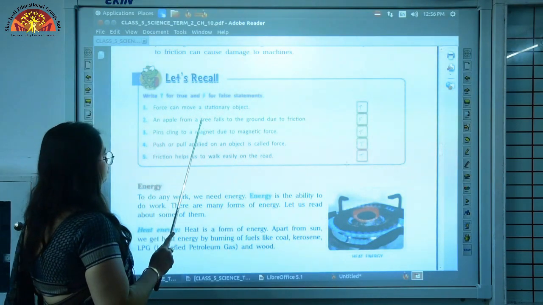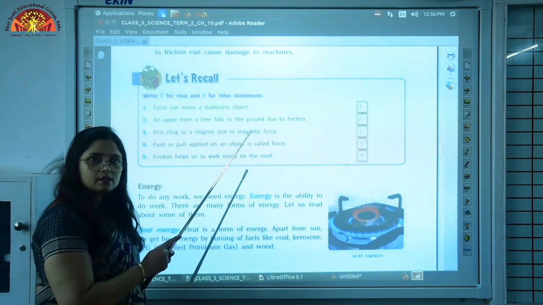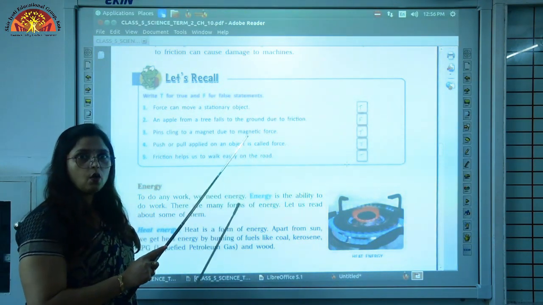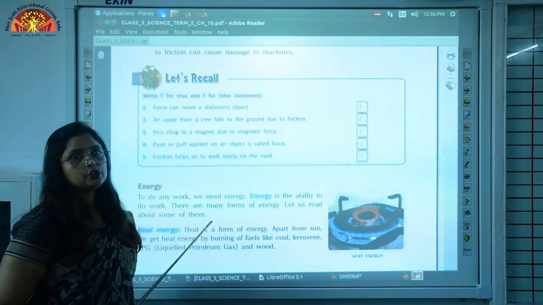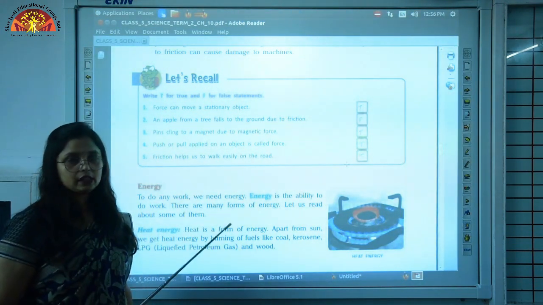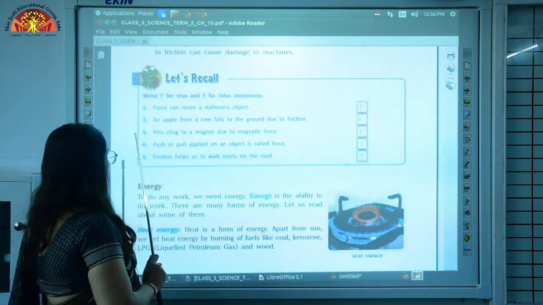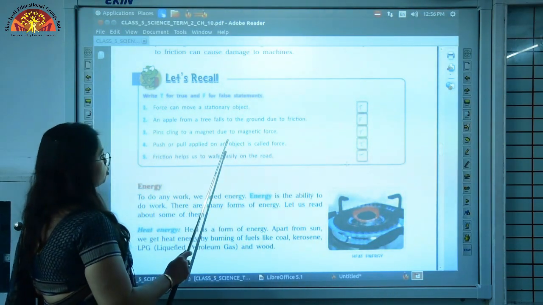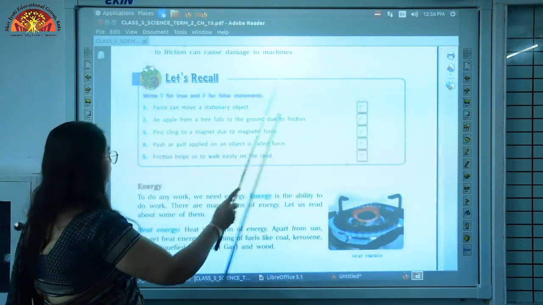An apple from a tree falls to the ground due to friction. Is it the correct statement? No. Just now I have shown you with the ball that it falls down due to the force of gravity, that is gravitational force. So, here we will write F. Pins cling to a magnet due to magnetic force. Again this is true. So, we will write T.